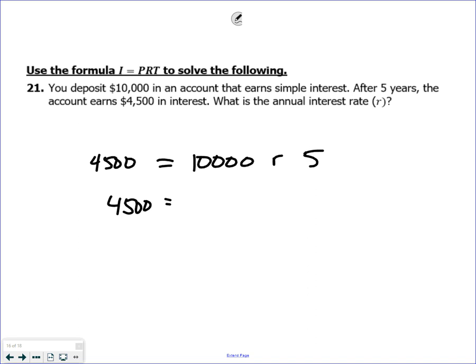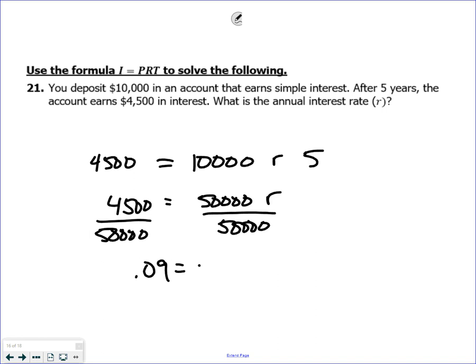So 10,000 times 5 is 50,000. And now on your calculator, you're going to divide both sides by 50,000. So 4,500 divided by 50,000, and you get 0.09. Now, every word problem deserves a label. Since we're talking about rate, you're talking about a percent. So you're talking about a 9% rate in order to have $10,000 in the bank and earn $4,500 in interest.